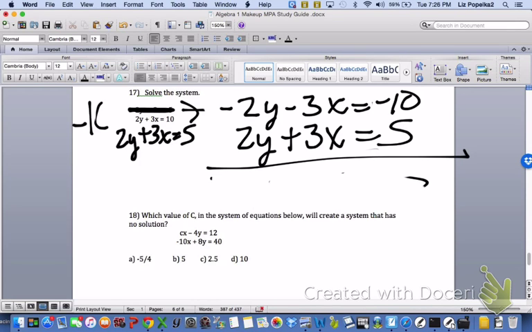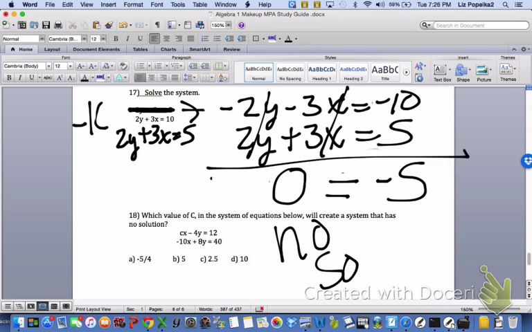Now there's something a little fishy going on here that might ring a bell from back when we solved multi-step equations, but it's been a minute since we've seen this. Notice right now, negative 2y and positive 2y are going to cancel out, and negative 3x and positive 3x are also going to cancel out. Uh-oh. So I've got a 0 on my left-hand side, but negative 10 plus 5 is negative 5. Negative 5 can't be equal to 0. So this is actually an example of a system of equations with no solution, because 0 can't possibly be equal to negative 5.